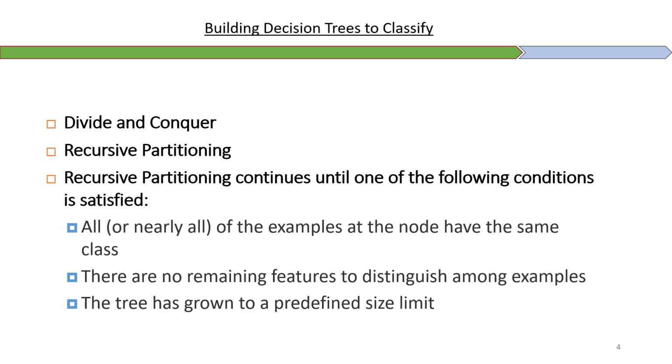On the other hand, if there are no remaining features, there are no remaining criteria for you to distinguish among examples, you could stop the recursive partitioning at that point. The third way to stop the recursive partitioning algorithm is if the tree has grown to a predefined size limit. You can specify the size limit for the tree, and based on that, you could stop building the decision tree if it reached that size limit.